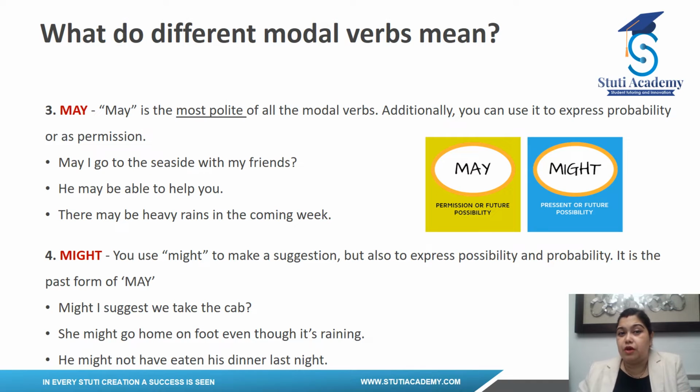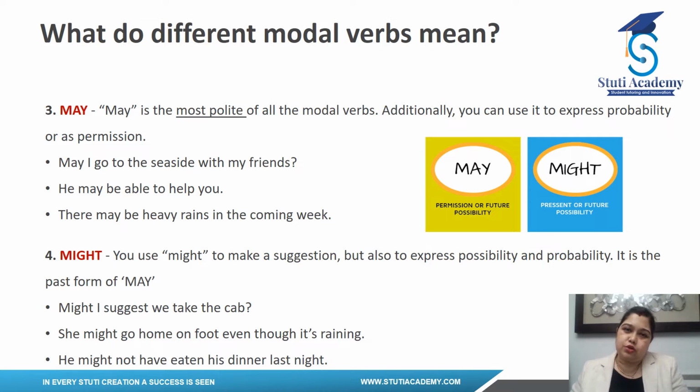Now the next one here we have is may. May is the most polite verb. Okay, it is the most polite modal verb. Additionally, it will also express probability or asking permission. So let's look at these examples here. What are these examples doing? May I go to the seaside with my friends? So I'm asking you a question. May I go to the seaside, please? Okay, it is asking you more politely. Most, I would say, most politely.